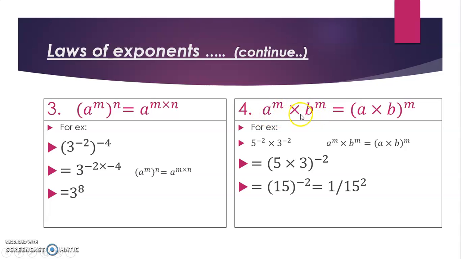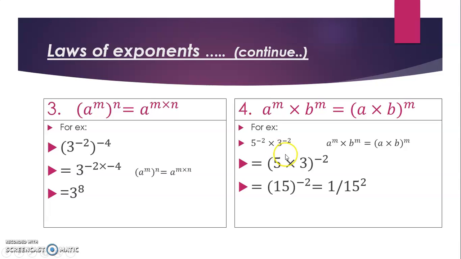So this is the product only, but the bases are different and the exponents are the same. In that case you can keep the exponent the same and multiply both the given bases. For an example, take 5 raised to the power minus 2 and 3 raised to the power minus 2. Here you can see the exponents are the same, which is minus 2, but 5 is multiplied with 3. So one of the bases is 5 and the other base is 3.